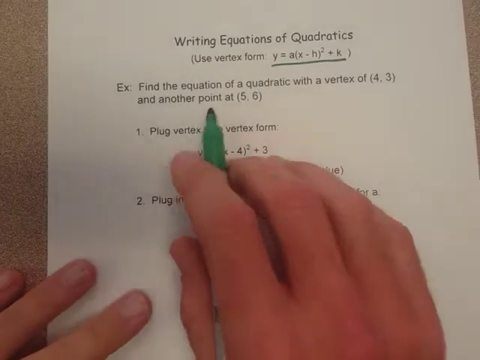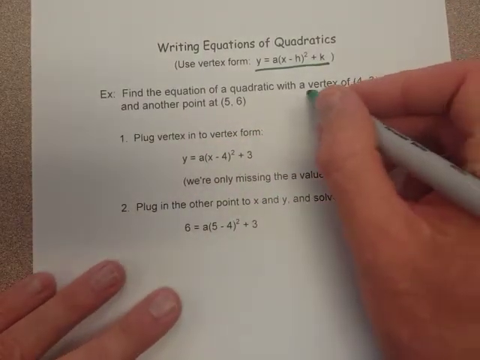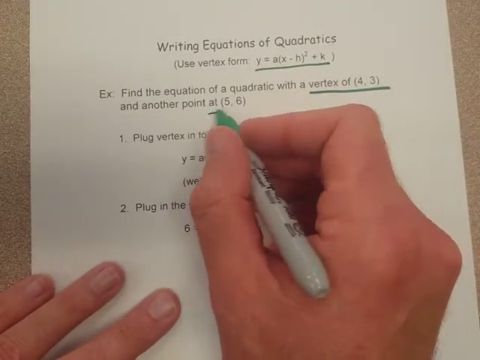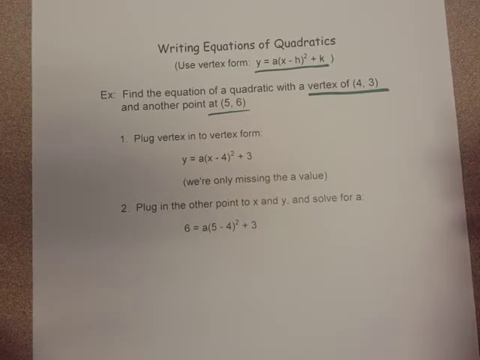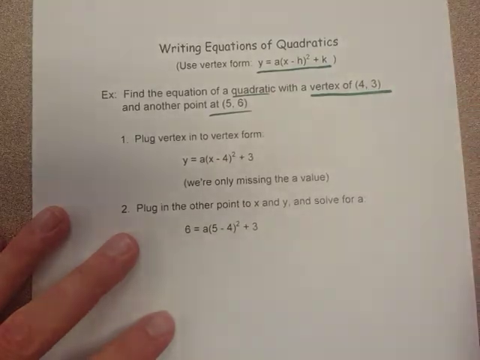Well, what we're going to do is find the equation of the quadratic with a vertex of (4, 3) and another point at (5, 6). So it's important that we have that distinction. It's important that we know it's a quadratic. One of them is a vertex, one of them is a regular point.